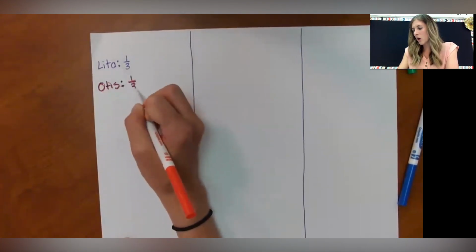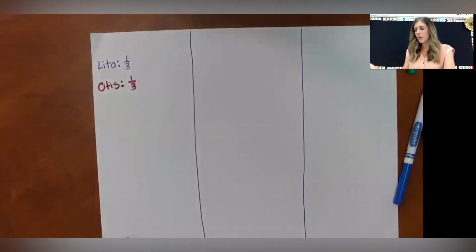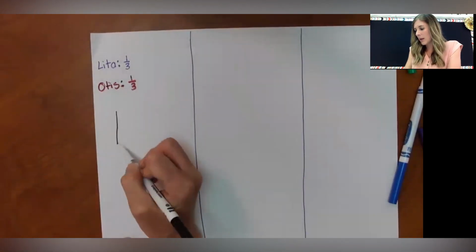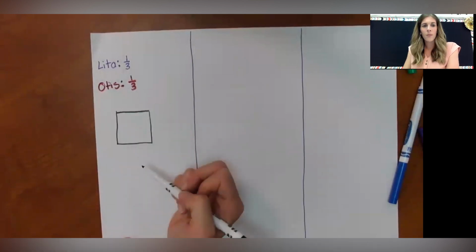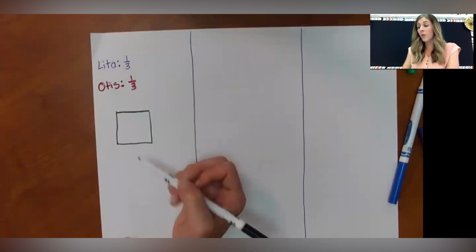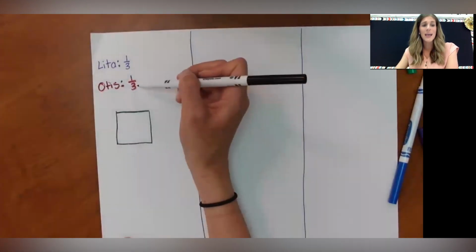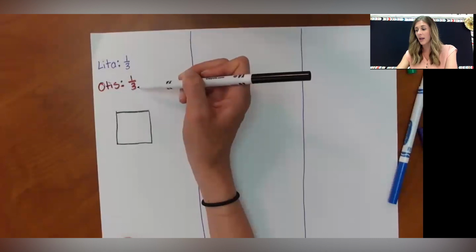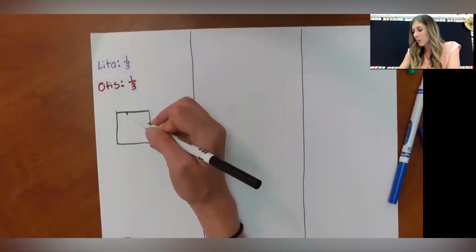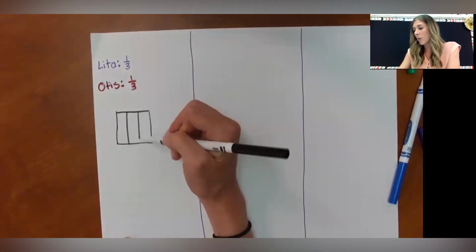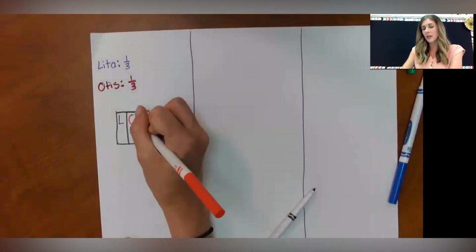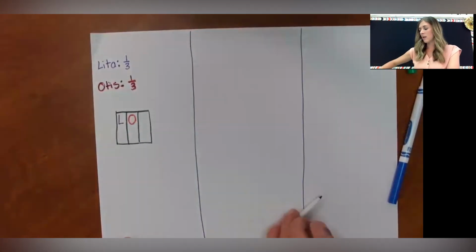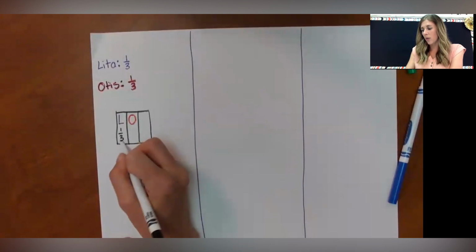So if we were going to draw a model, how many equal pieces do we need in the whole? Correct, 3, because our denominator tells us how many equal pieces we have in the whole thing. So they took their house and they split it up into 3 equal parts. And we know that Lita cleaned this part, and we know that Otis cleaned this part. They each cleaned 1/3.